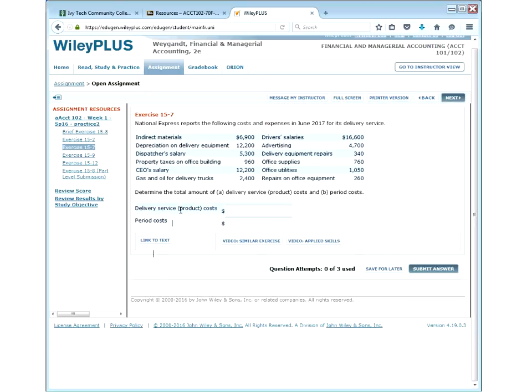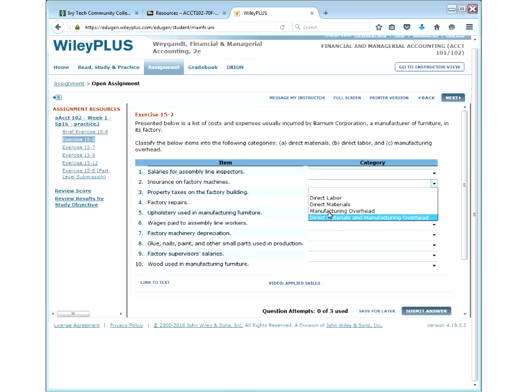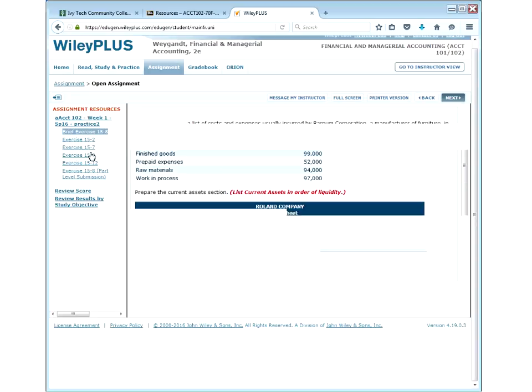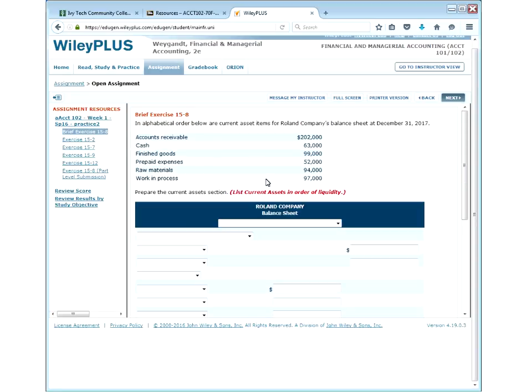15.7, this is looking at the difference between a product cost and a period cost. So you're going to go through each one of these and note if this was a product cost, something that actually was in the factory to make the item, or is it something else like an accountant fee or something. 15.2 is just stating what is it? Is it direct labor, direct materials? I think that's important for us to know this first week.